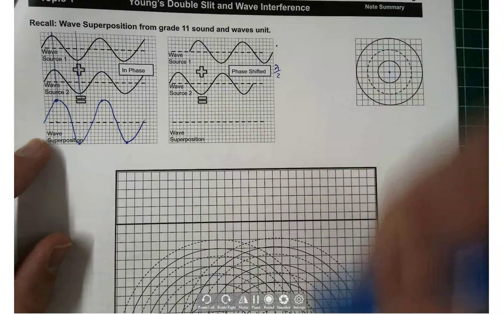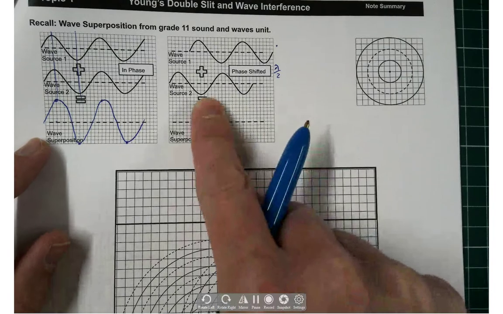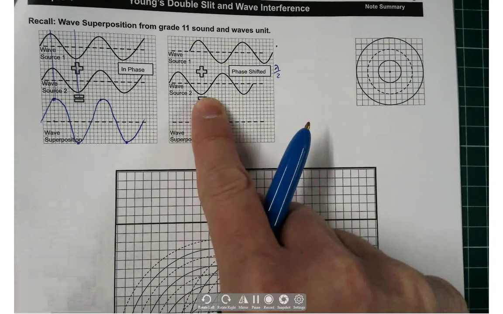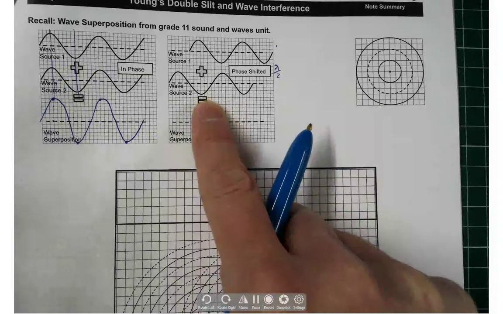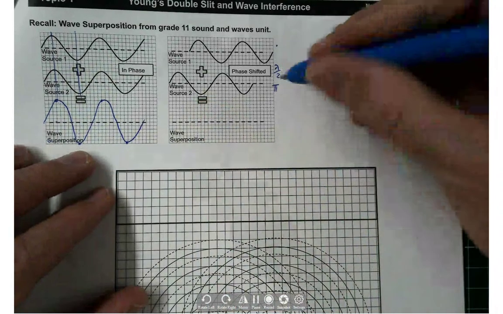Is it pi radians or pi over 2 radians? How many radians in a complete cycle? 2 pi's. So if we're being shifted by half of a cycle, half a wavelength, how many radians have we been shifted? Pi radians. So yeah, my math friends would say that these guys are phase shifted by pi radians.